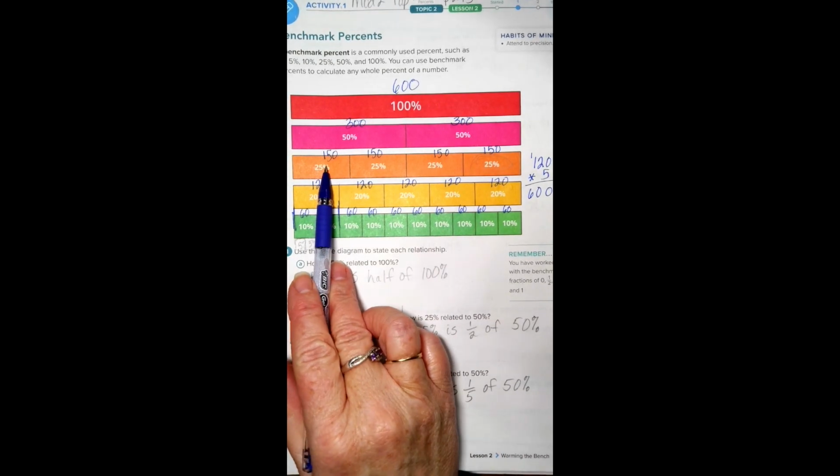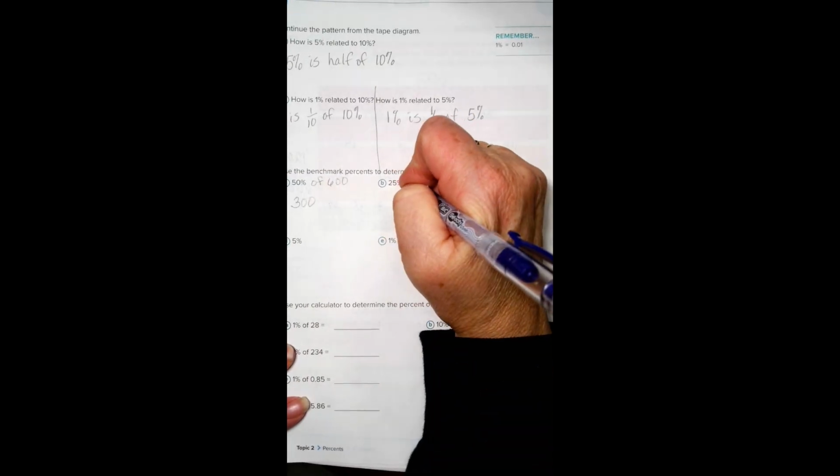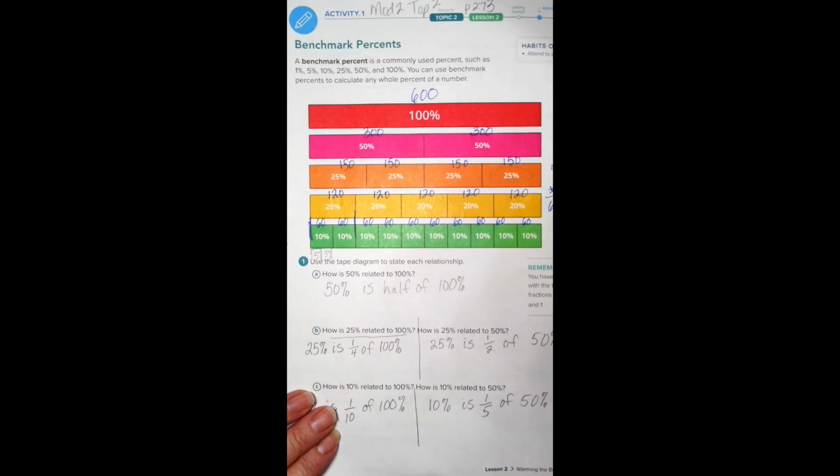Okay, so let's flip back over and answer our questions over here. What about 25% of 600? We said 25% of 600 is 150. I'm going to add the "of 600" each time here. And we said equals 150. What was 10% of 600? 10% was 60.